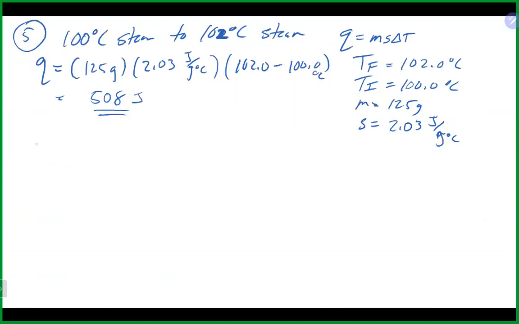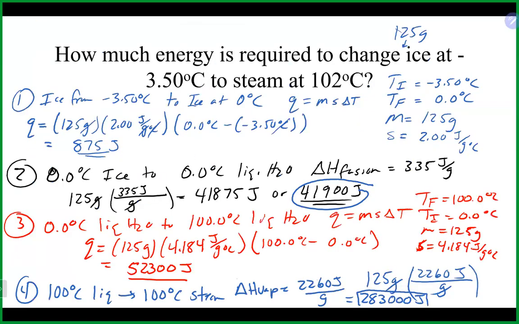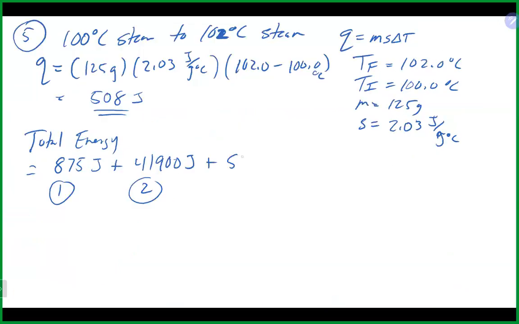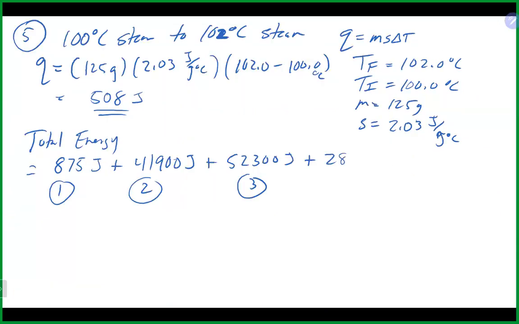So step 1 there was, I think, 875. Step number 2 was 41,900. Step number 3, it was 52,300. Step number 4 was 283,000. And obviously here, step number 5, 508.